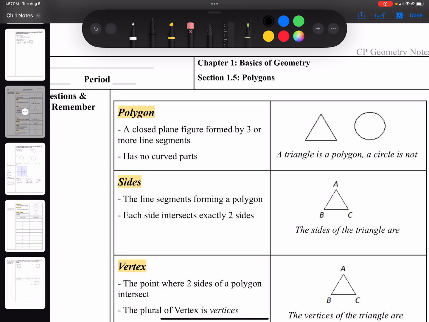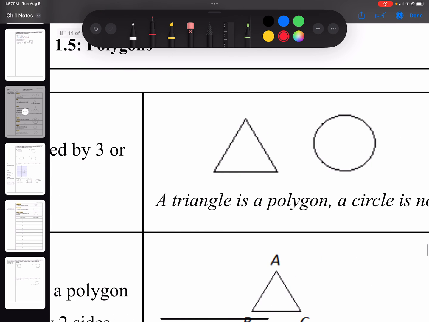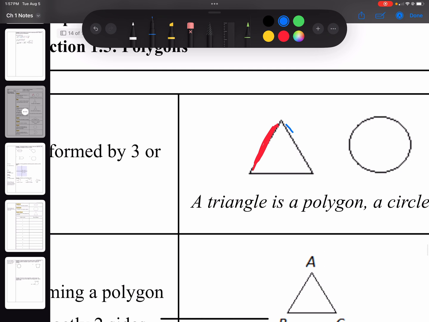Section 1.5. Polygons. A polygon is a closed plane figure formed by 3 or more line segments. It has no curved parts. For example, a triangle is a polygon, but a circle is not. Again, it must be made out of line segments. So that means it can't have any curved parts. There's a line segment, there's a line segment, and there's a line segment.